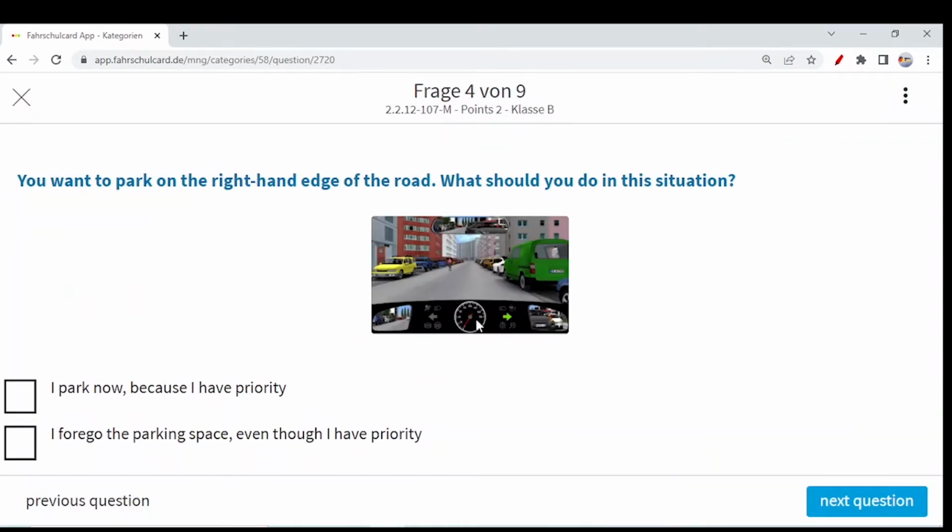So what is the correct answer? How should you behave? This we have discussed a lot. You are a responsible driver. I park now because I have priority. That is clear, you have priority, and you have indicated in time. But what about the responsible behavior? I forgo the parking space even though I have priority. You are a responsible driver. Just be cool and calm and allow him or her to park.